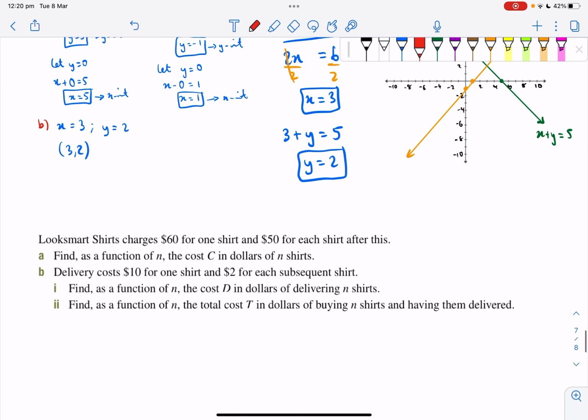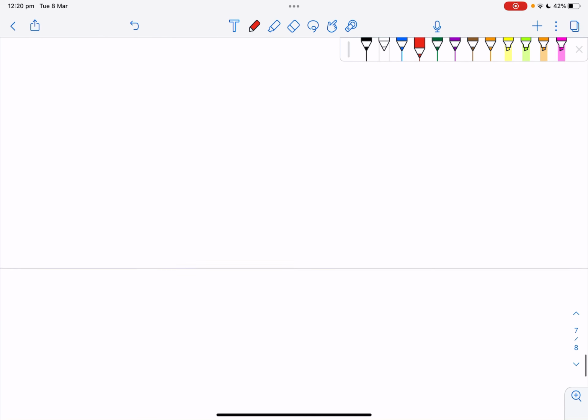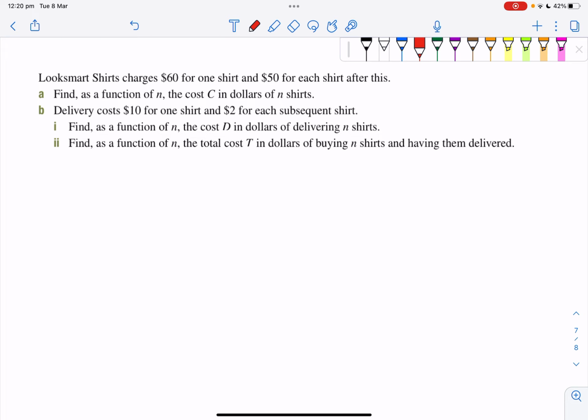Moving on. Rewind, pause, whatever you need to do. If you want clarification on anything, feel free to go back and have a look. All right, let's have a look at this question.